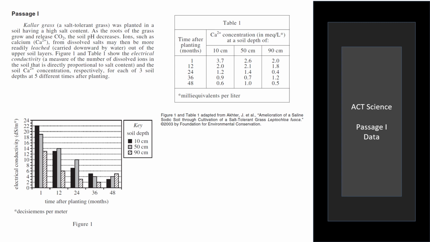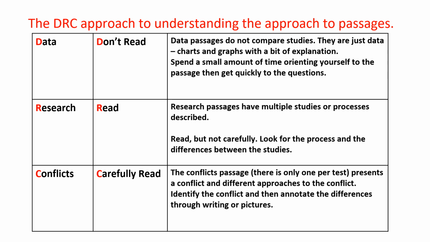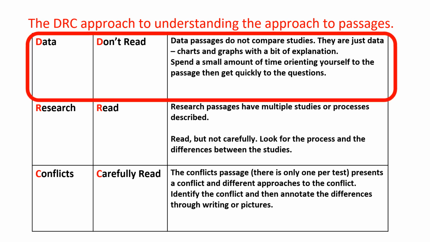This is passage 1. It's a data passage. Our DRC approach, the D stands for data, and for data passages, we generally don't read them. You skim them just to understand a bit about the graph. I like to take about 20 seconds to really understand what's going on.